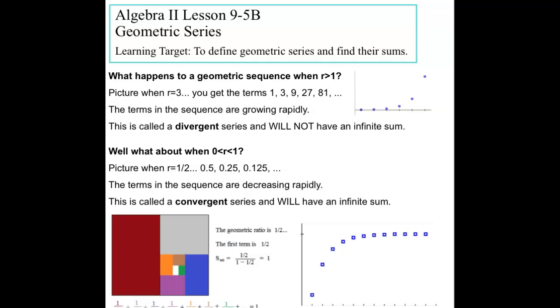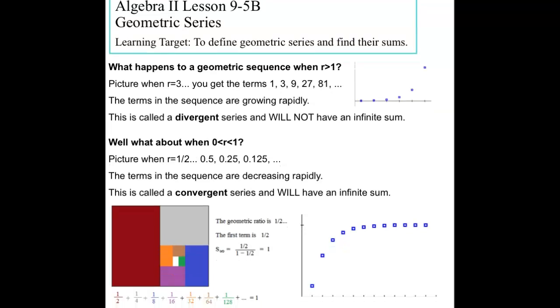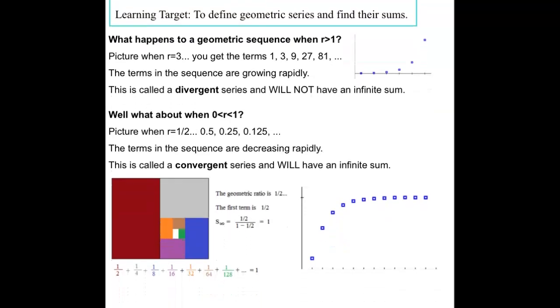All right, we are looking at our last section for Chapter 9 today. We're continuing to work with geometric series, looking at how we define them and how we find their sums. So what happens to a geometric sequence when our R value, our common ratio, is bigger than 1?